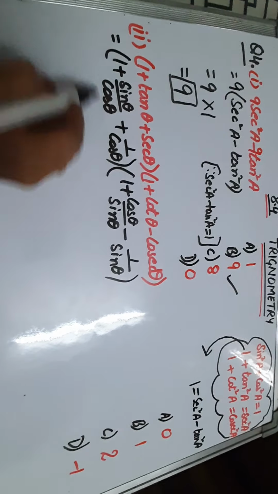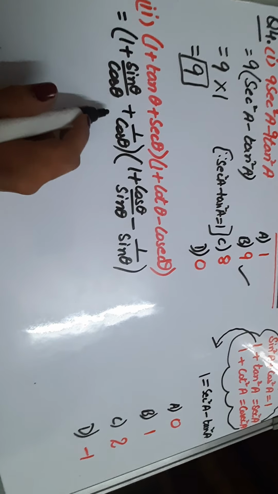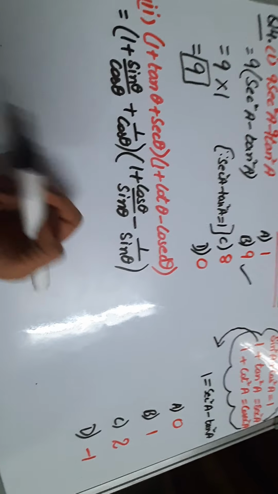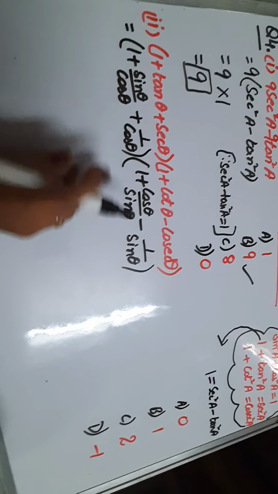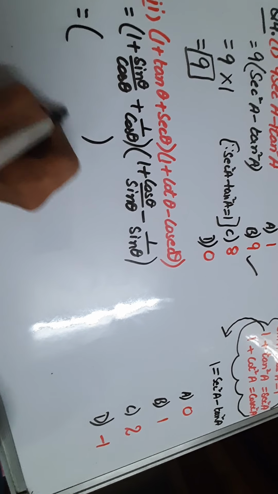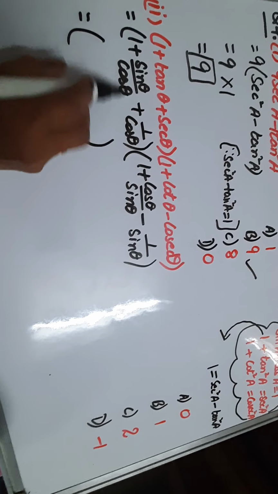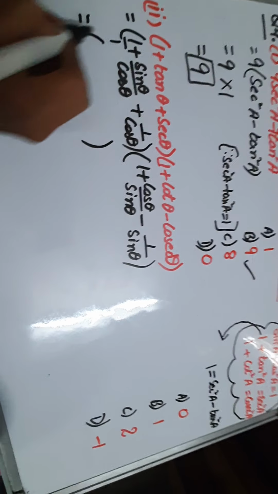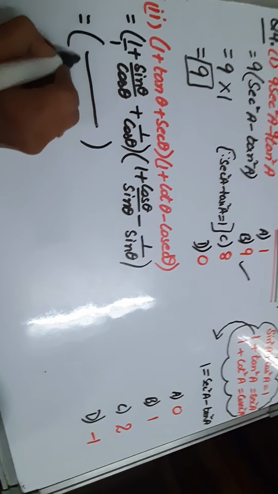Now we have two brackets with fractions. Addition and subtraction is there. So automatically what will be the next step? Yes, because fractions are there, we have to take the LCM in both the brackets separately. So in the first bracket we can see that the denominators of the cos theta terms are the same, and here the denominator is 1. So we'll take cos theta as the denominator.